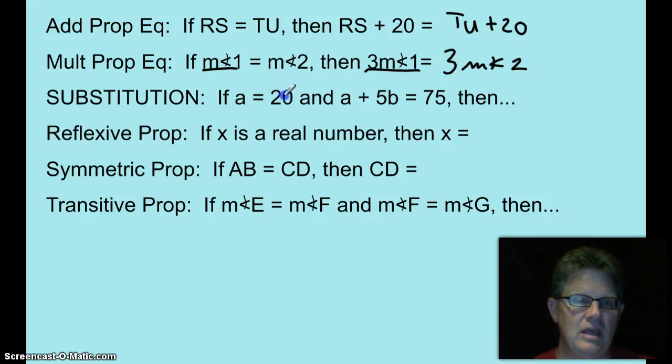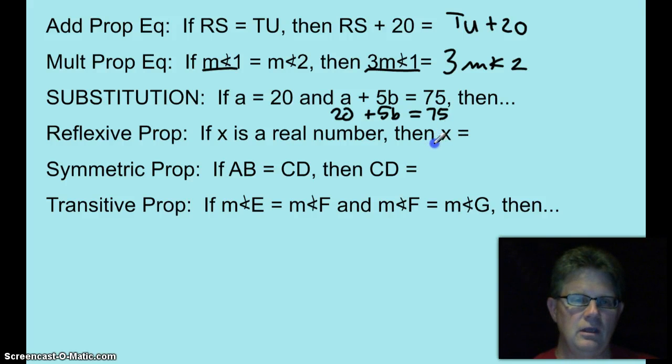Substitution. If A equals 20 and A plus 5B equals 75, then what? Well, we can substitute equals for equals. So where this A is, I'm going to write a 20. So 20 plus 5B equals 75. And that will help us move along to solving that equation.